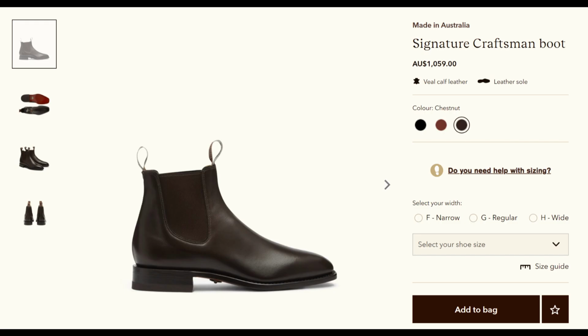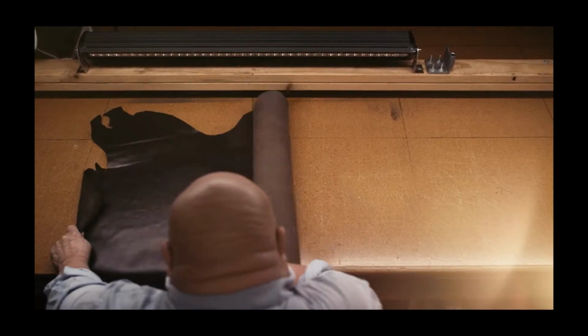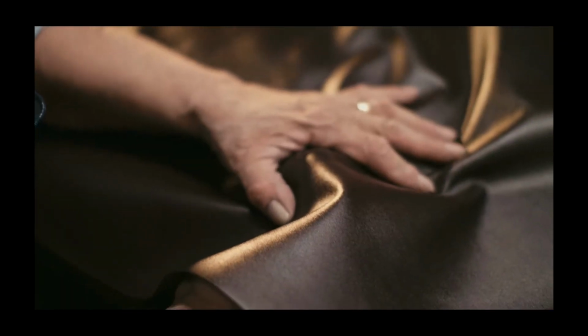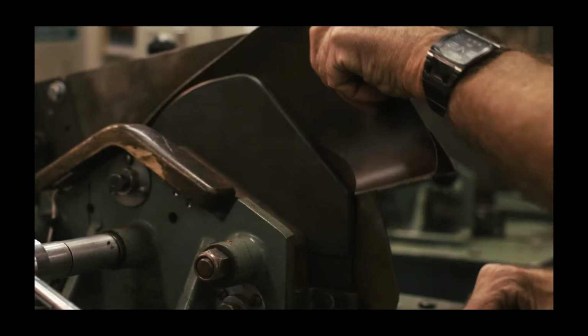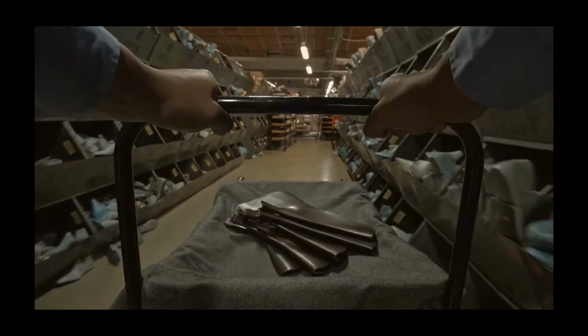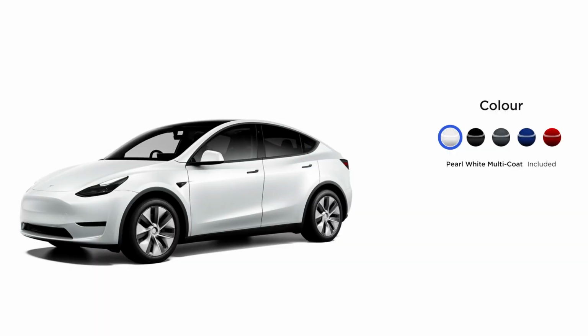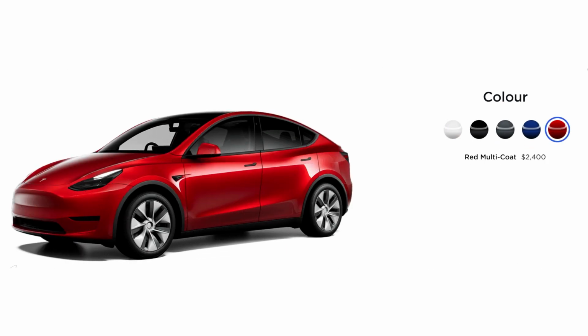Business example 2, RM Williams produces this signature version of their Craftsman boot that retails for $1,059. This is made from a single piece of veal calf leather and manufactured by skilled bootmakers in their factory in Adelaide. They invest in premium inputs to produce top-notch products. Third example here, the Tesla Model Y comes in a standard white paint at no extra cost, but you can opt to pay an extra $2,400 for their multi-coat unique red paint.